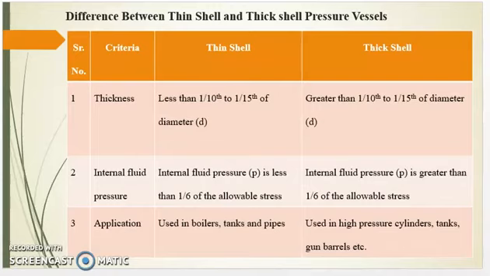Third criteria is application. Thin pressure vessels are used in boilers, tanks and pipes, whereas thick pressure vessels are used in high pressure cylinders, tanks and gun barrels.